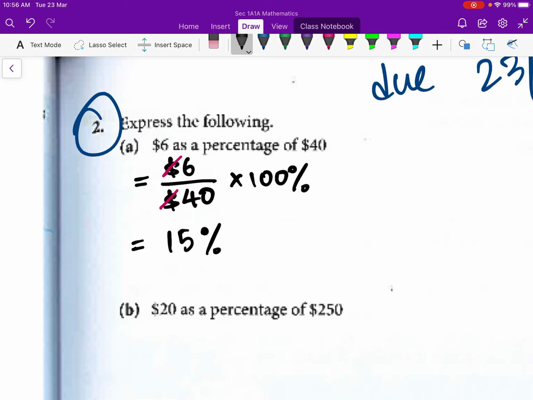Okay, so I'm going to do some color coding just like previously. $6 out of $40. So $40 will be in the denominator. Then because they want a percentage, so you times 100%.